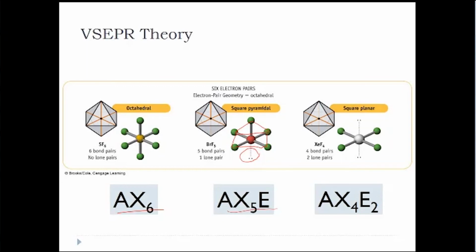If we have 2 lone pairs and only 4 bonding atoms, we have a VSEPR designation of AX4E2. We should remember that the positions that the electron pairs occupy are always opposite each other, and the shape that the molecule takes is square planar. And that's how we determine the geometries of molecules and polyatomic ions using VSEPR theory.